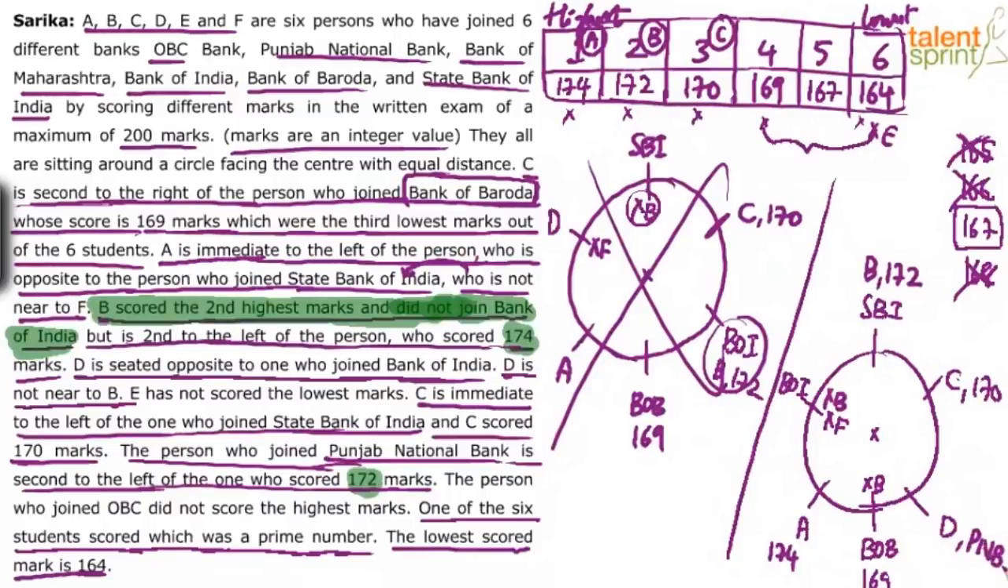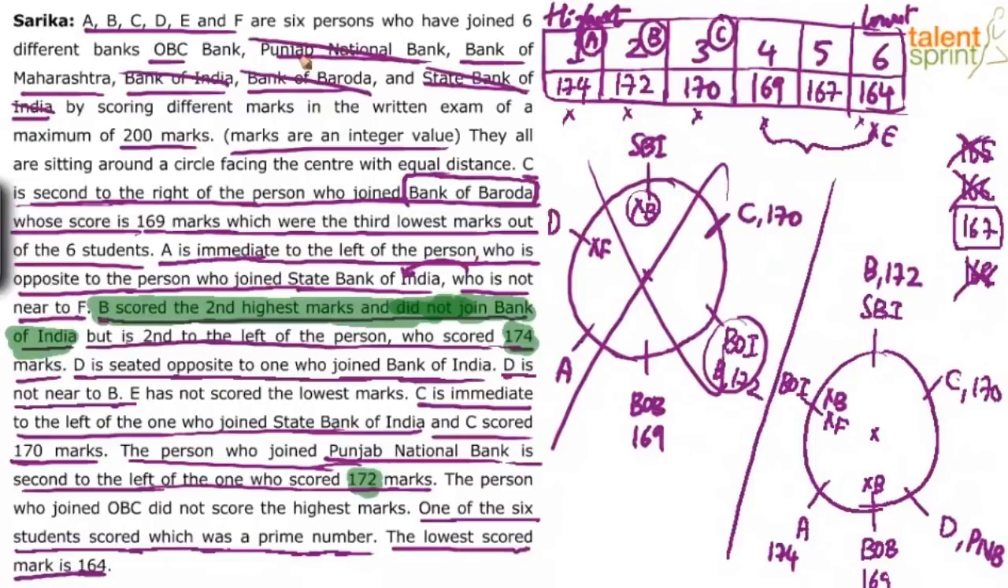Punjab National Bank. Right? So in terms of banks, we have done SBI, BOI, BOB, PNB. Punjab National Bank is marked. SBI is marked. Bank of Baroda is marked. Bank of India is marked. What is left out? OBC and Bank of Maharashtra. So that we have to figure out.